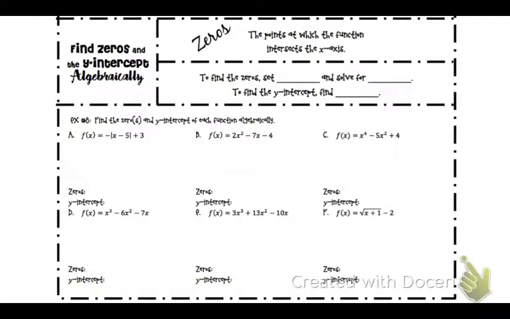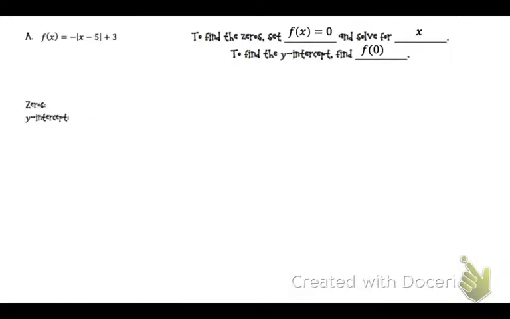So, sorry, to find zeros algebraically, you set f of x equal to 0 and solve for x, and then to find the y-intercept, you find f of 0. So let's just do example A. So we have f of x equals negative absolute value of x minus 5 plus 3. So to find the zeros, I'm going to set f of x equal to 0 and solve for x.